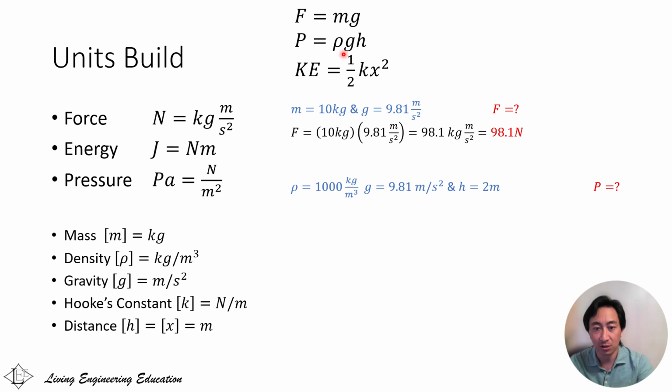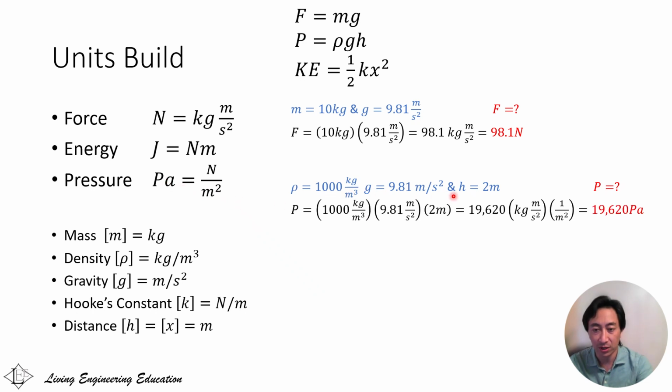We have density, 1,000 kilograms per meter cubed, like water. Gravity, 9.81 meters per second squared. And the height displacement of 2 meters. And I want to determine what the pressure is. So we can use this equation, but we want to make sure that the final units are going to be in some form of Newton per meter squared, so we can convert it to pascals. So I'll multiply density, gravity, and height. Again, 19,620, what units do I have? I have kilograms, meters per second squared.